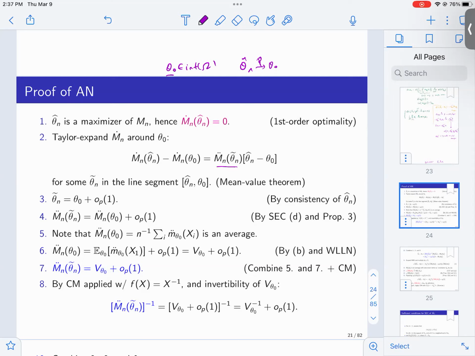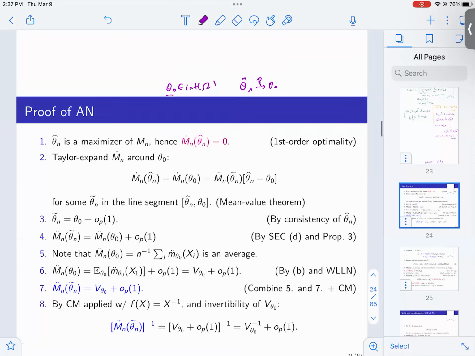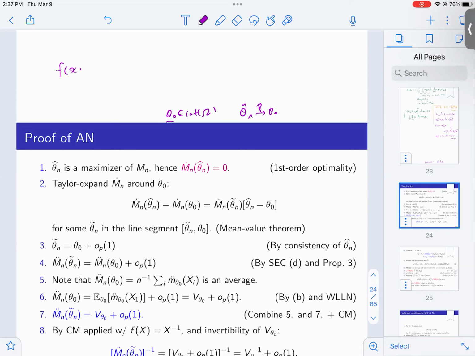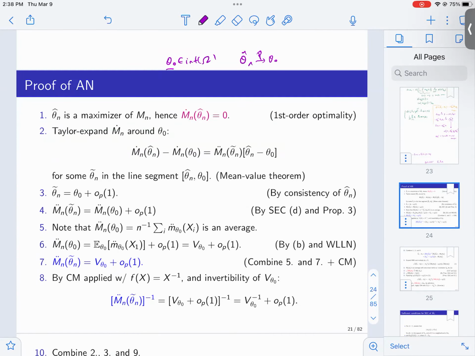Because this is a matrix, I've written it like that. But generally speaking, you have a function, fx equals fx naught plus the derivative at some point in between times x minus x naught. If you want to expand more, you can say f prime at x naught, but then the second order. This is sometimes called the Lagrange form of the remainder. This point in the middle is going to be in the line segment between theta hat n and theta naught, and this is the notation for the line segment that I'm using. It's an application of the fundamental theorem of calculus plus the mean value theorem, if you want. It's the basic Taylor expansion.